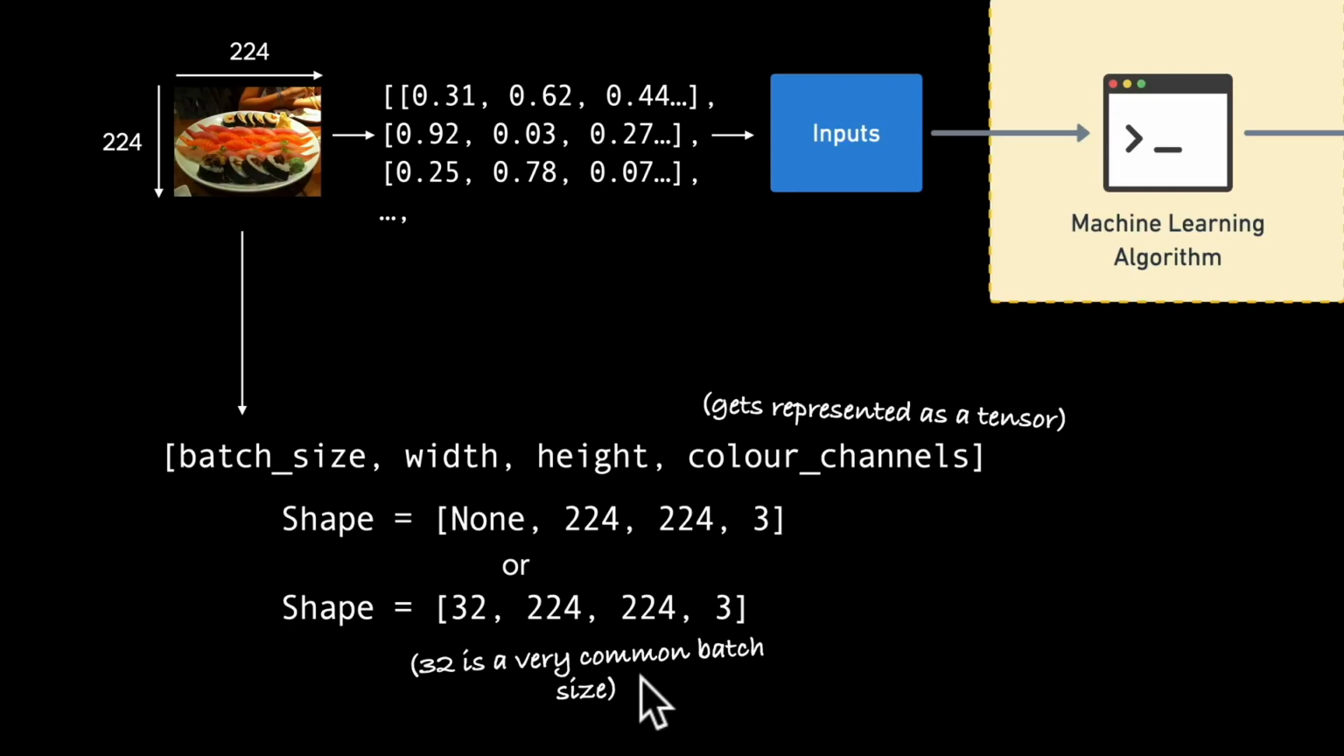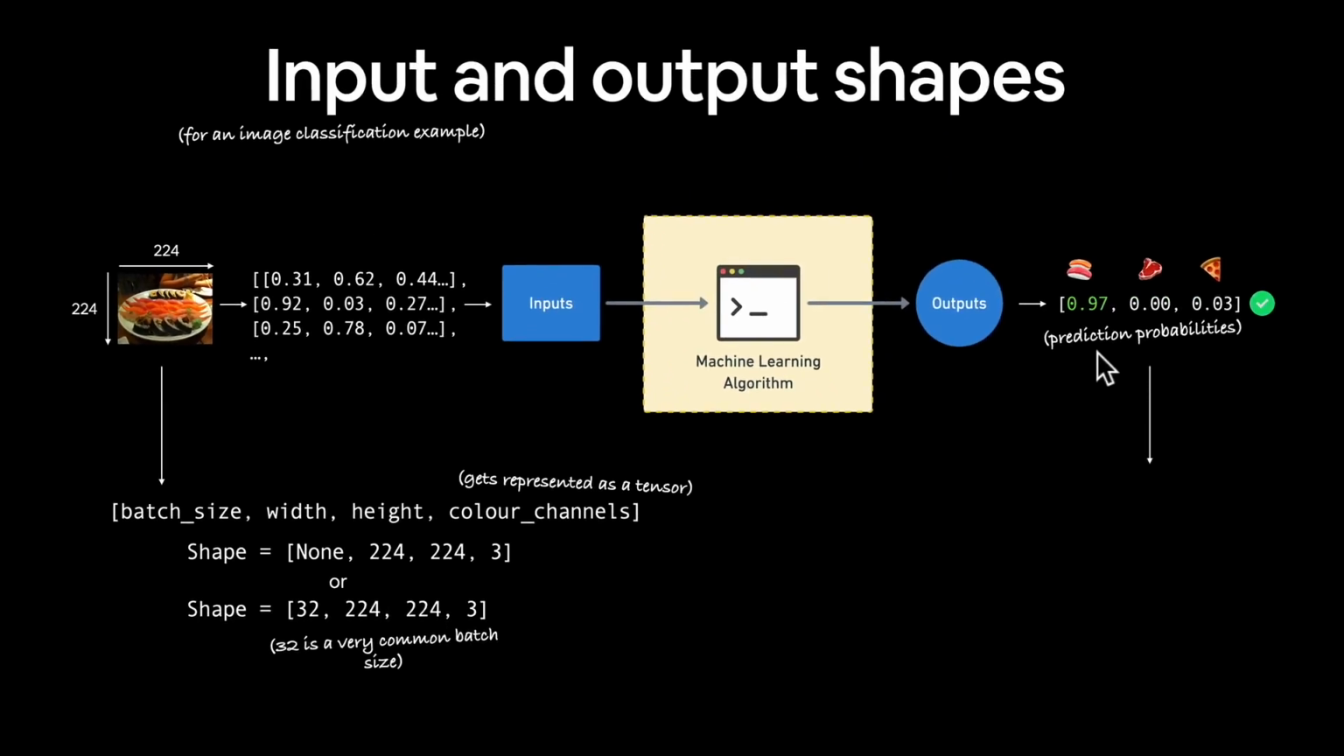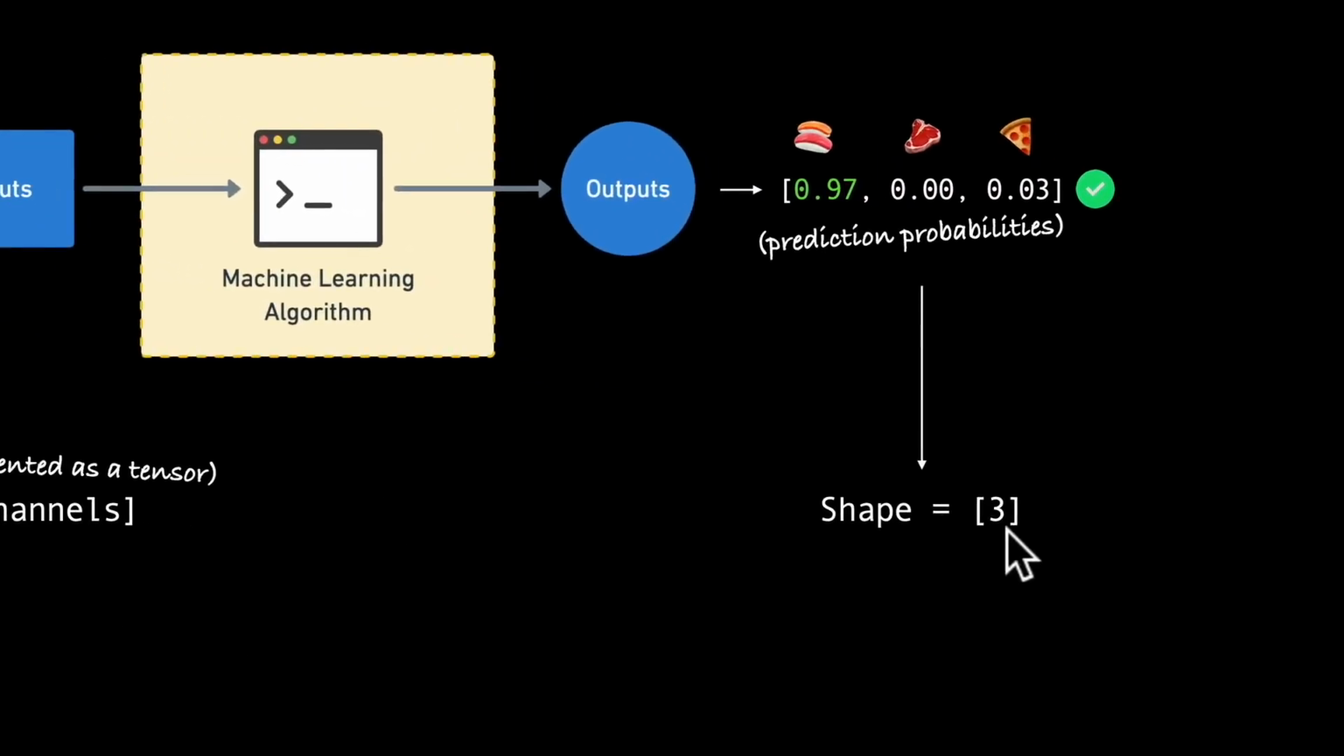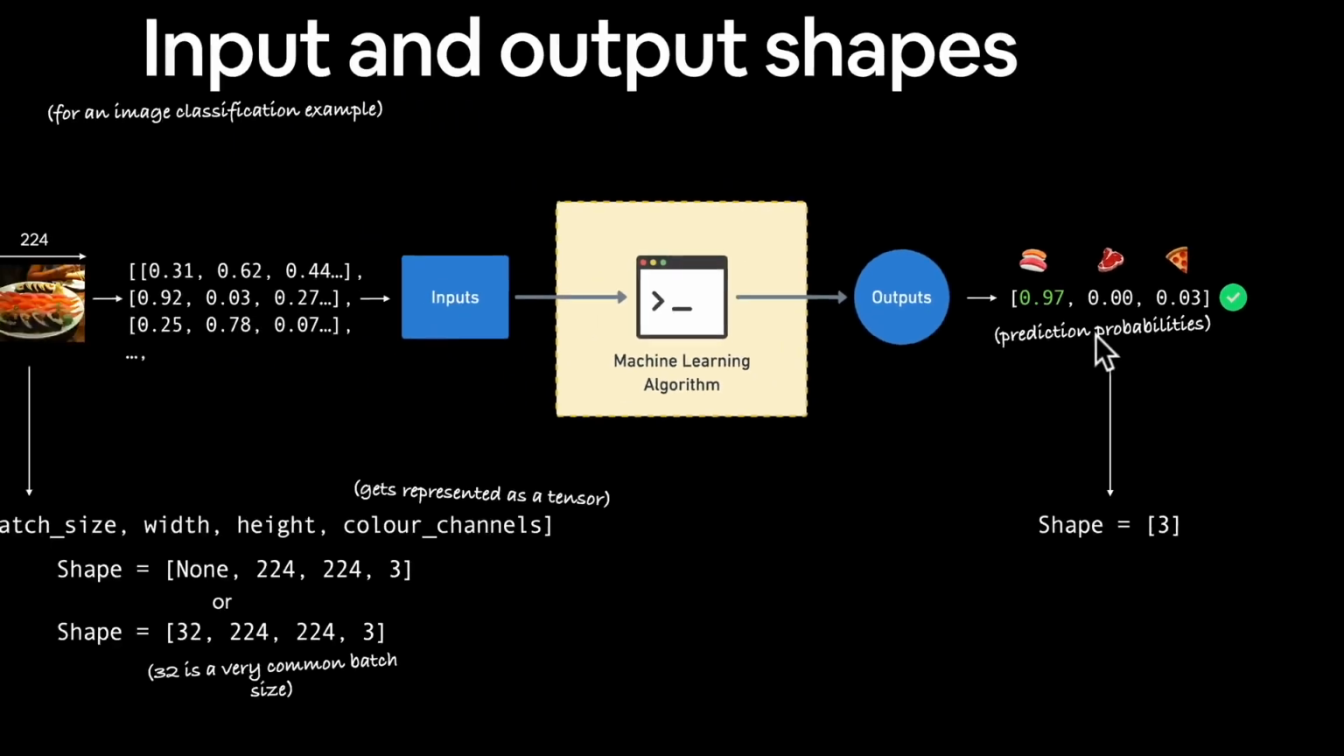I think 32 is actually the default batch size in TensorFlow, but none is because this could be an arbitrary number. And it's important here that the width of this image isn't set at 224 and the height isn't set at 224. But again, these are very common values you're going to come across. So that might be what our input tensor shape looks like for a single image, or if we have a batch of 32 images, it might be of this shape. And then if we have a look at our output, the shape of this might be 3 because we're dealing with multi-class classification and we have 3 potential classes. So that's the shape of this output tensor.